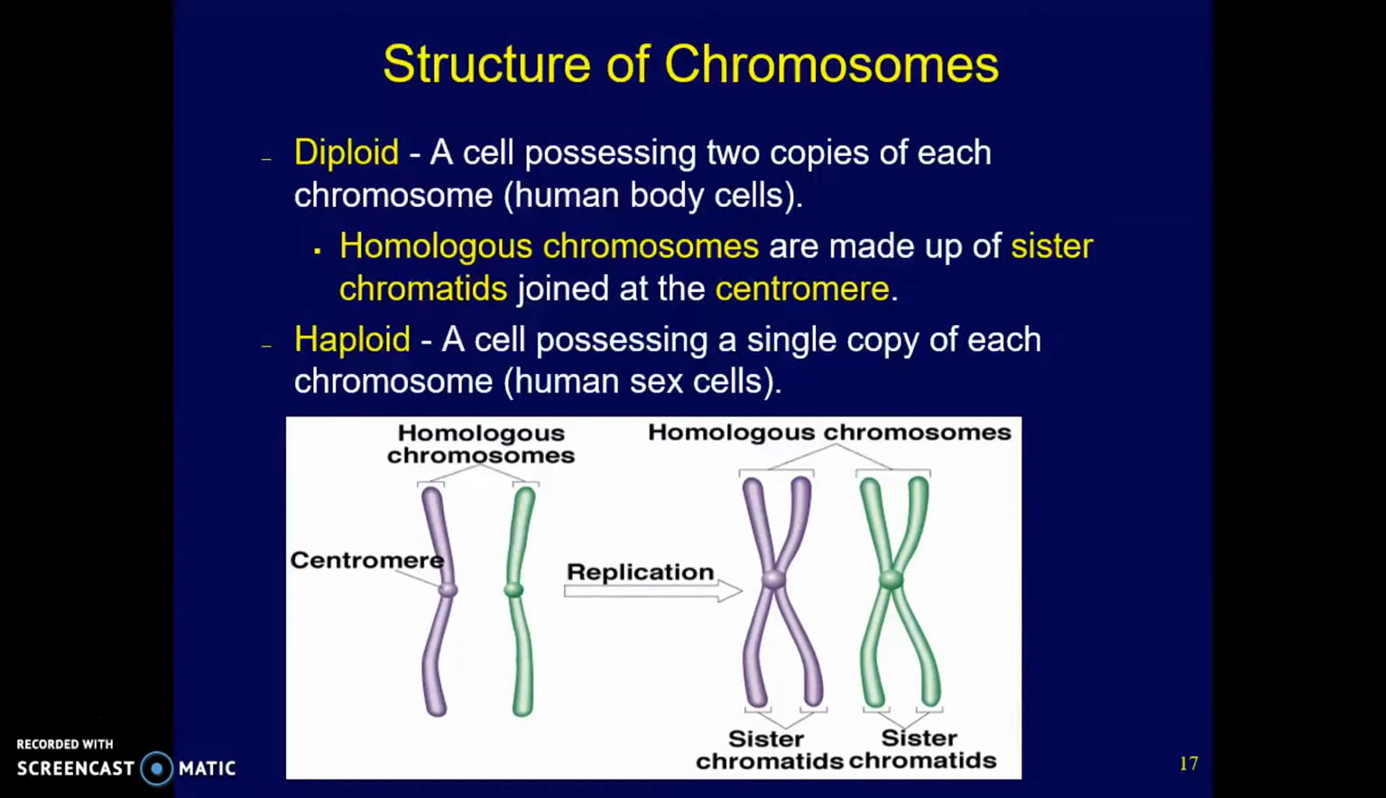Diploid is a cell possessing 2 copies of each chromosome. Homologous chromosomes are made up of sister chromatids joined at the centromere. Haploid, like your sex cells, just contain half the number of chromosomes.